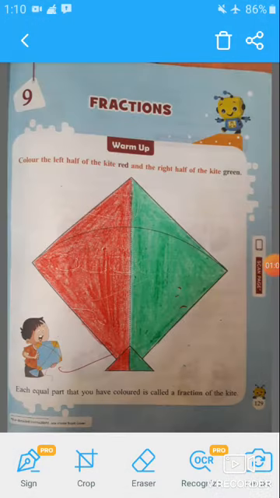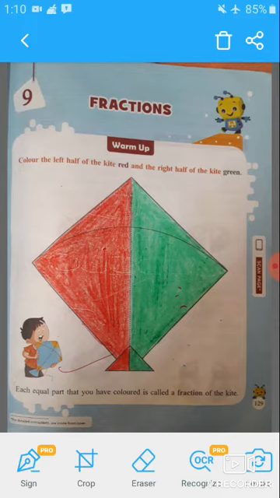So students, when an object is divided into equal parts, each part is called a fraction of the object. You can say that in fraction, objects can be equally divided.